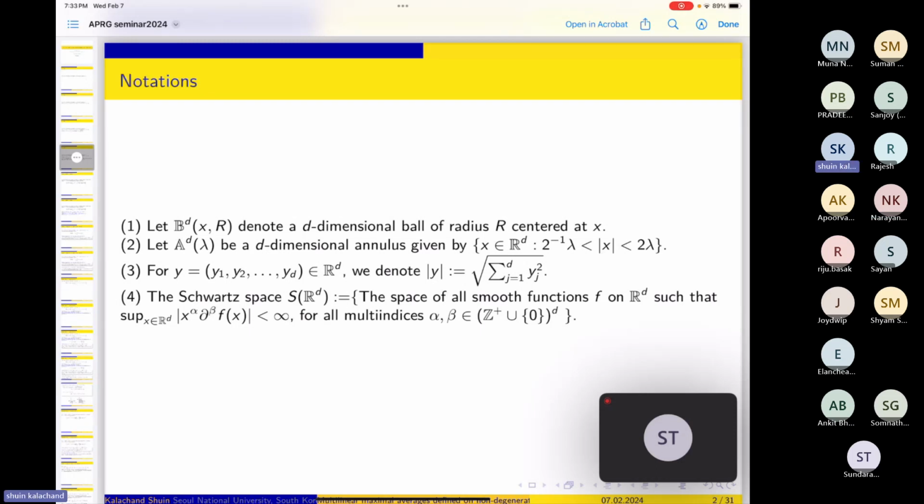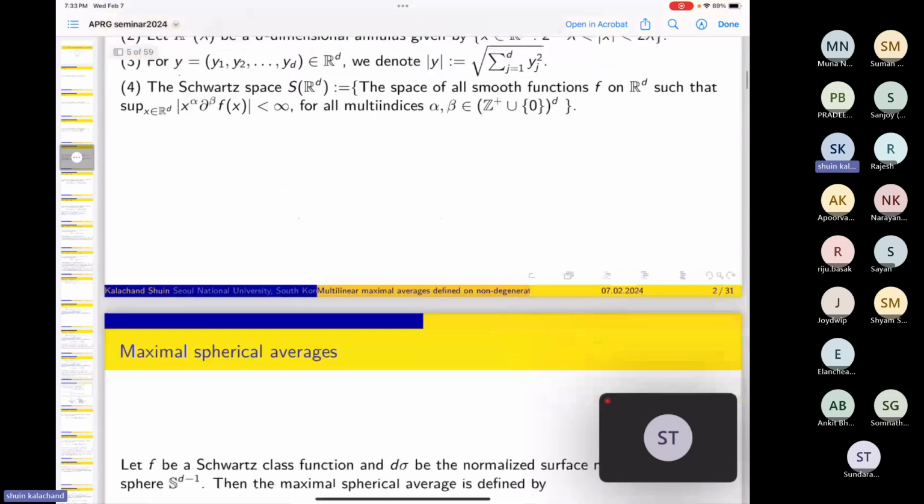And this Schwartz space is dense in L^p for all p greater than or equal to 1 and less than infinity. And one non-compactly supported function is the Gaussian function, e to the power minus |x|^2, which is a Schwartz class function, and any polynomial multiplied with the Gaussian function is also in this space. So we'll define our averaging operator for these nice functions.